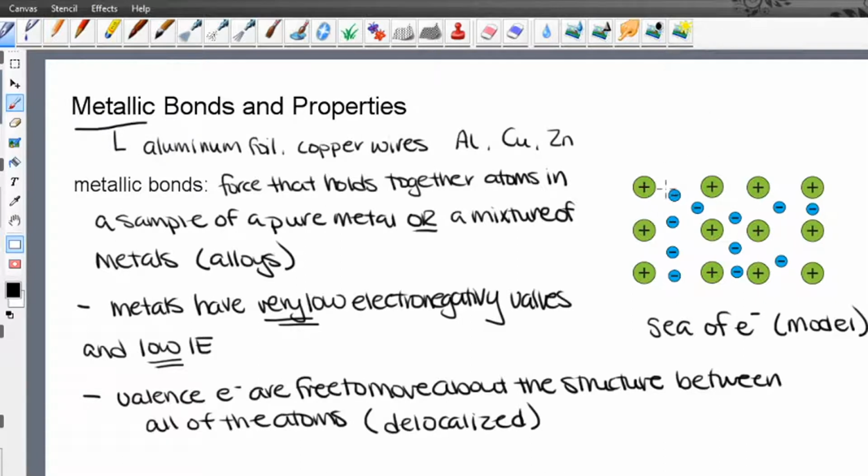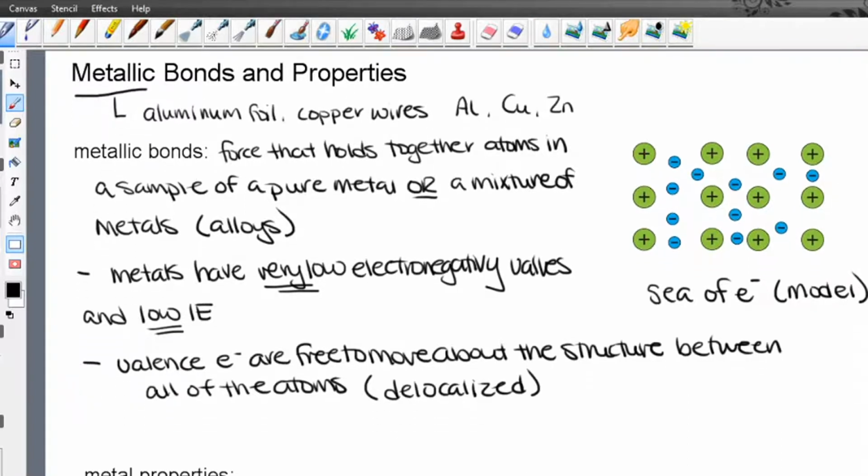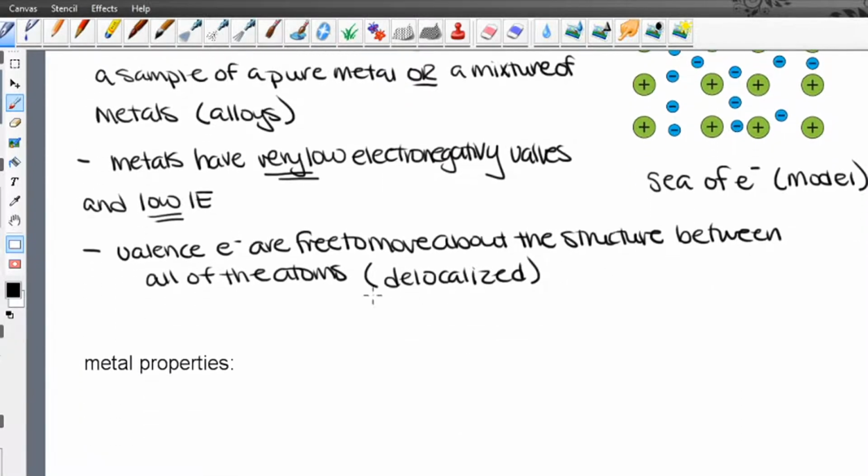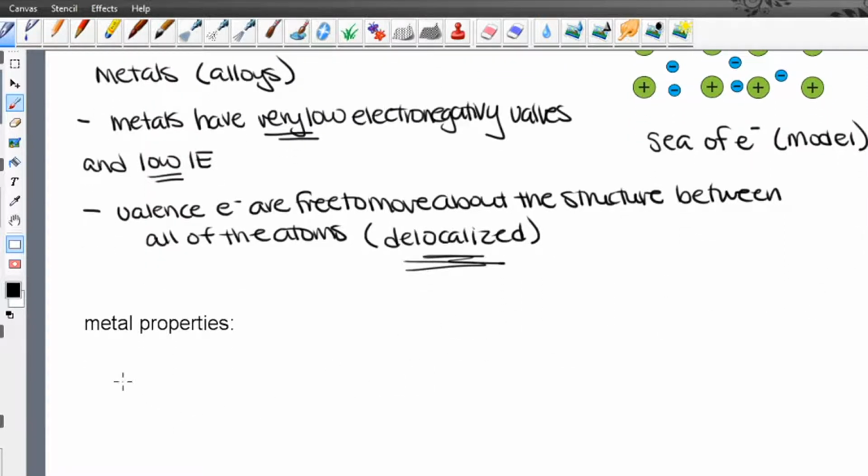And the fact that these electrons are free to move gives a metal very different properties than an ionic compound. So what can these free-flowing delocalized electrons do? What sorts of properties do they give metals? The whole key is these delocalized electrons. Just think about metals. What do you know about metals?